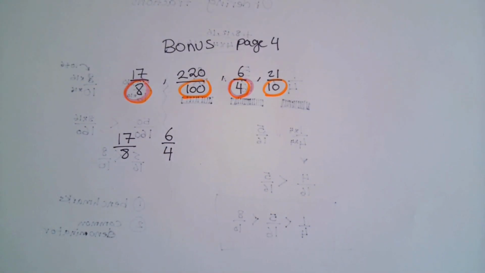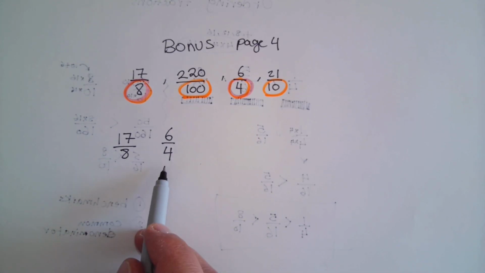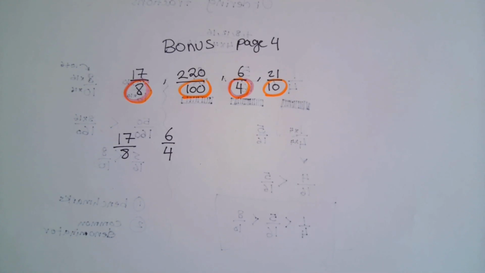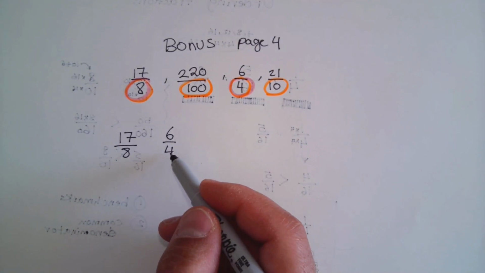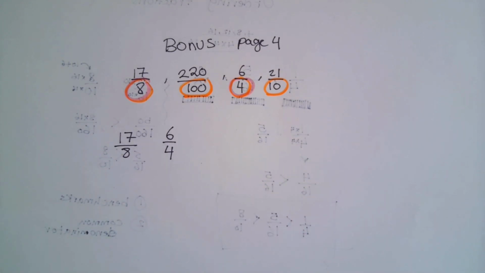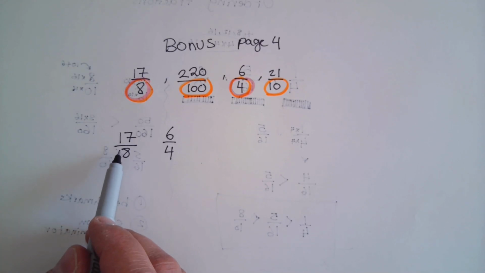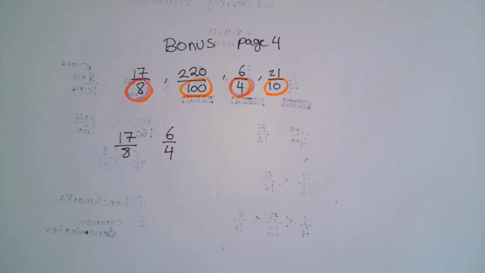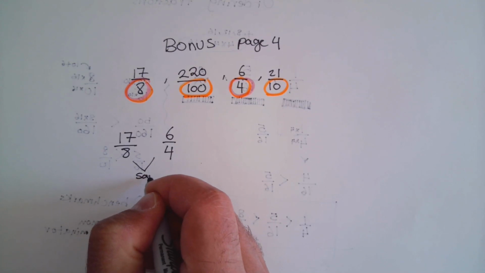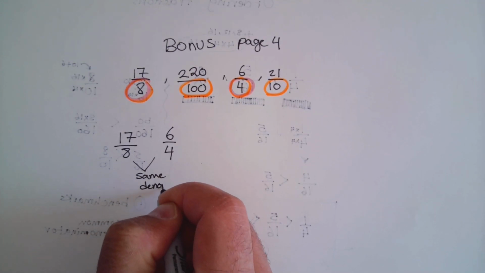All right. Now, are they partitioned the same way? No, they're not. Okay, so now let's look at the benchmark. 4/4 would make us a whole. So if we have 6/4, that is bigger than a whole. And same thing, 8/8 would give us a whole. So we have 17/8. This fraction is also bigger than a whole. So we can't use the benchmark in this problem. Let's make them the same denominator.